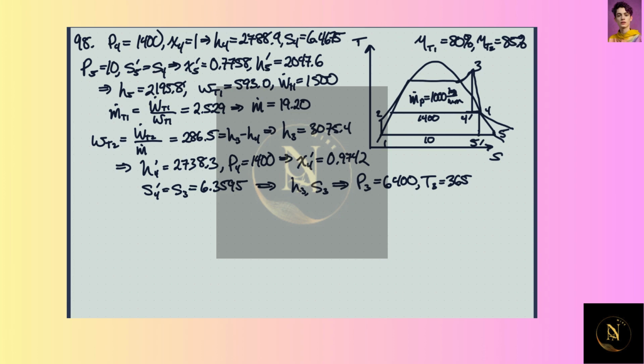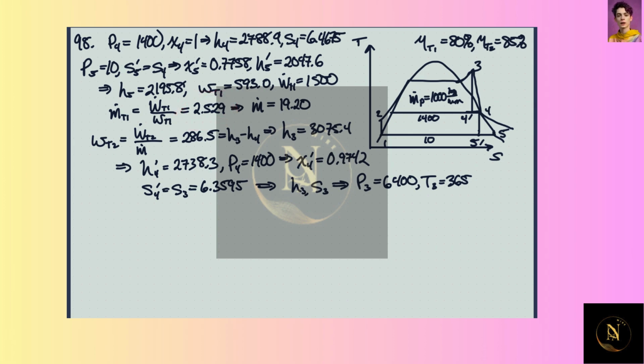So we can get the specific work done by the low pressure turbine, which is this minus this. We know the power we want out of this low pressure turbine, so we divide that by the specific work and get the mass flow rate through the low pressure turbine, which winds up being 2.529 kilograms per second.